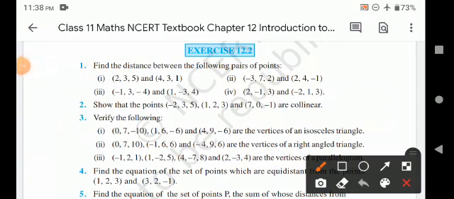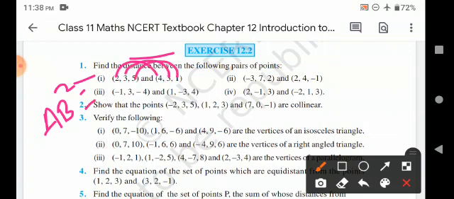Dear students, you can solve these problems from exercise 12.2. These are for you to do yourself, by using the distance formula. The first question: find the distance between the following pairs of points. The first pair is given as (2, 3, 5) and (4, 3, 1). By taking A as (2, 3, 5) and B as (4, 3, 1), by using the distance formula, AB square is equal to (x2 minus x1) the whole square plus (y2 minus y1) the whole square plus (z2 minus z1) the whole square. Again, by the distance formula, we can get the distance between the given two points.